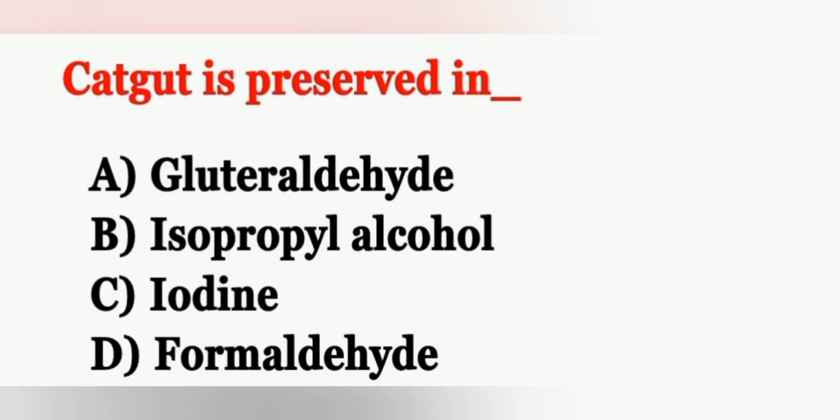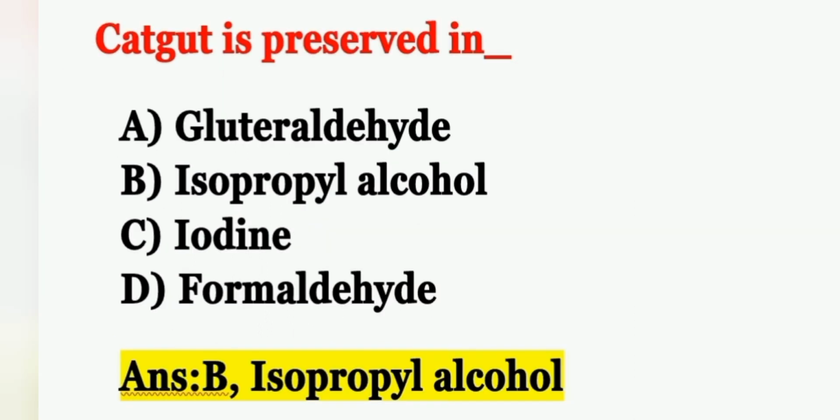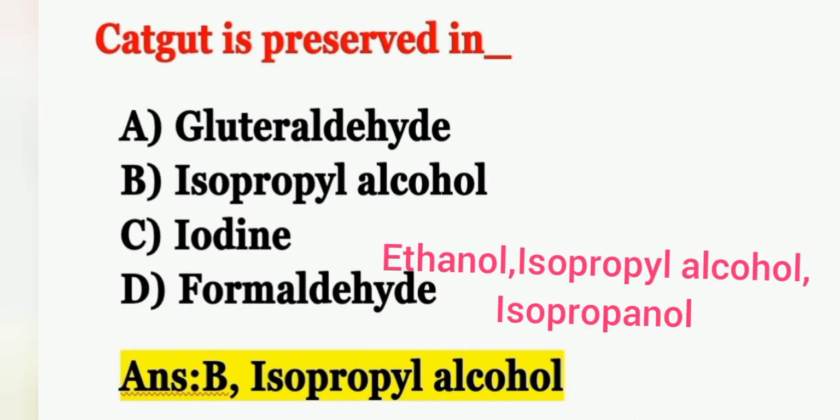The next question, catgut is preserved in. Options: option A glutaraldehyde, option B isopropyl alcohol, option C iodine, option D formaldehyde. Catgut is preserved in isopropyl alcohol. Option B is the correct answer. Usually catgut is preserved in an alcohol-based solution, for example ethanol or isopropanol or isopropyl alcohol.